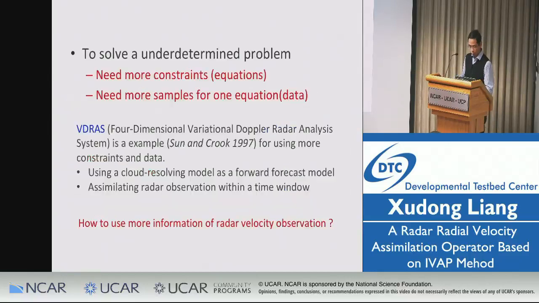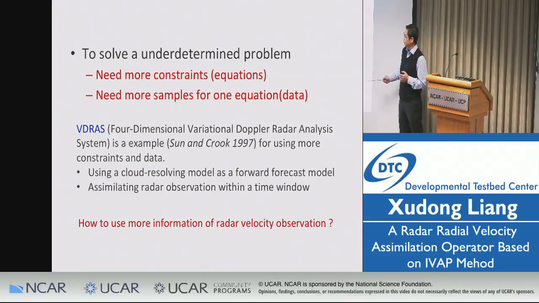So this is a big problem for radar velocity assimilation. It's an underdetermined problem. So how do we solve an underdetermined problem? There are two ways. Firstly, we can use more constraints or more equations. Secondly, we can use more observations. For example, VDRAS is an example that uses this radar data successfully, because this system uses a four-dimensional variational data assimilation method, and it can use a model as a constraint.